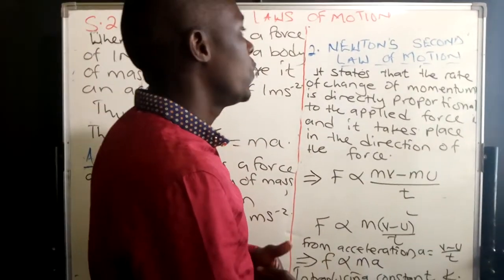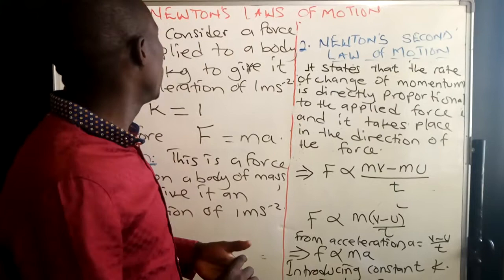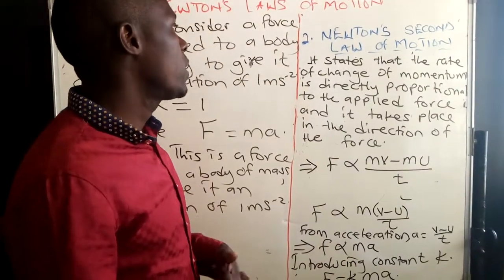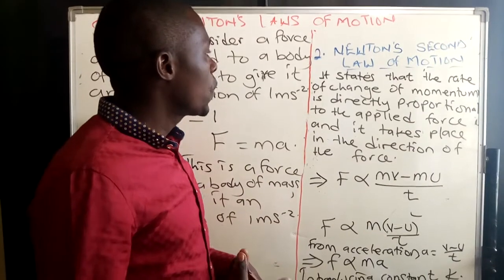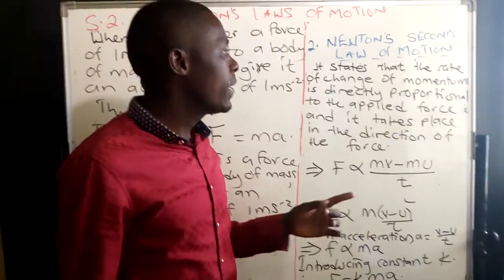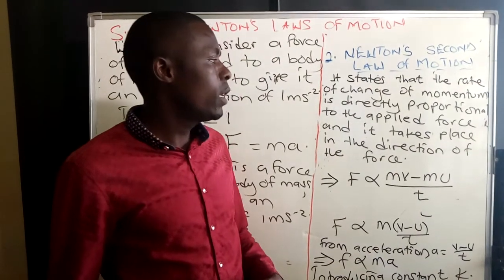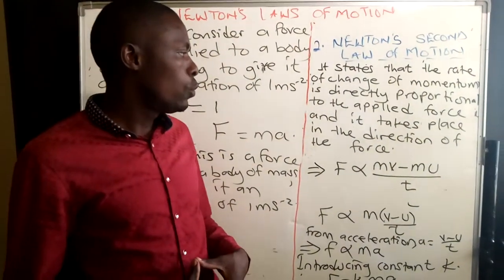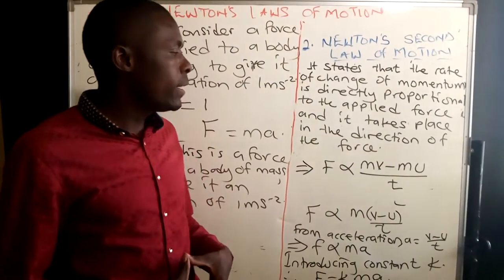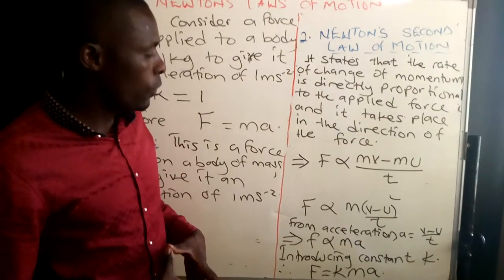We've been looking at Newton's laws of motion. So we had stopped on the first law, we look at the effects. Now we are going to begin with our second law of motion. So in the second law of motion, it states that the rate of change of momentum is directly proportional to the applied force, and it takes place in the direction of the force.